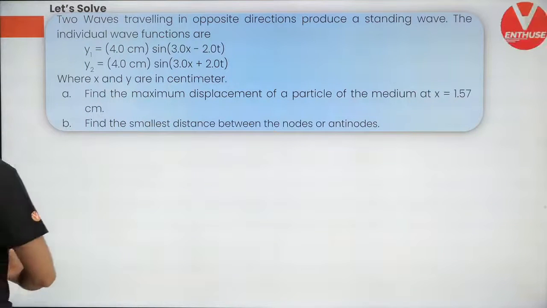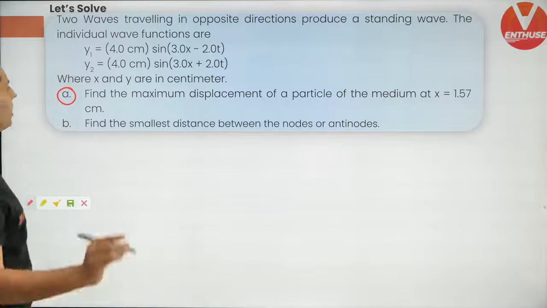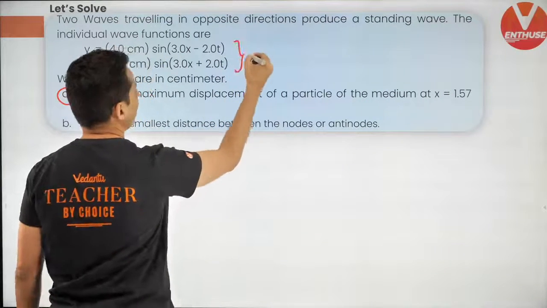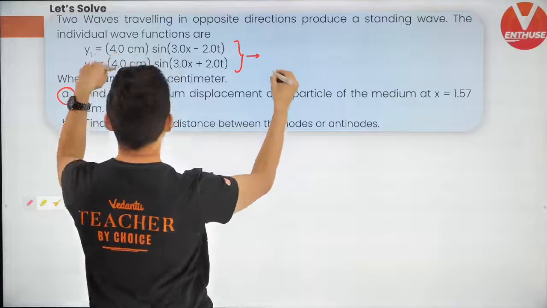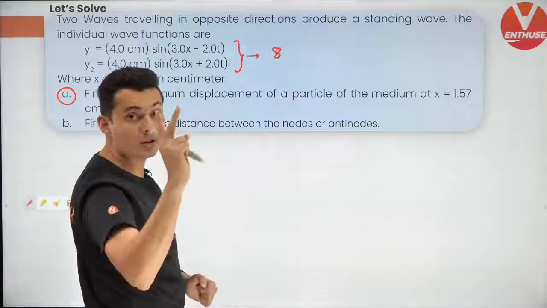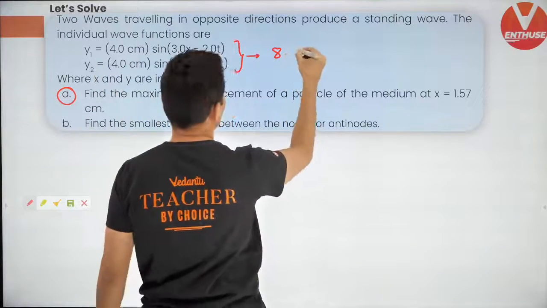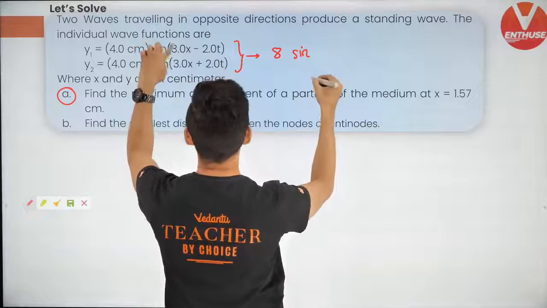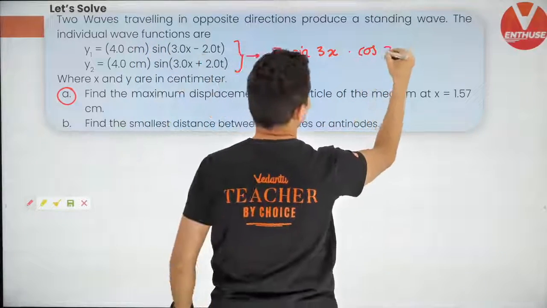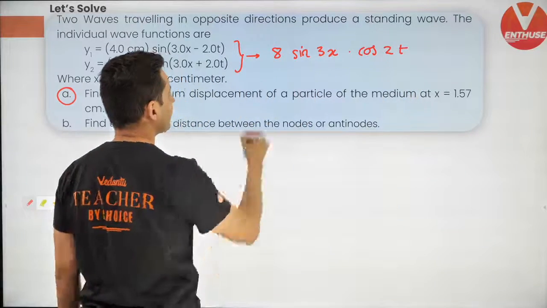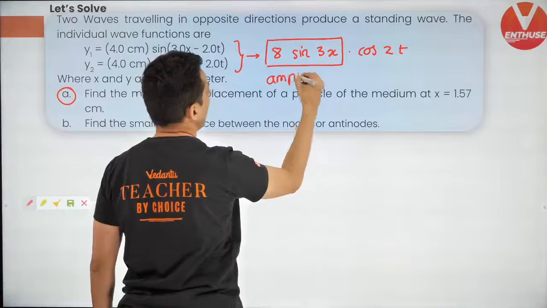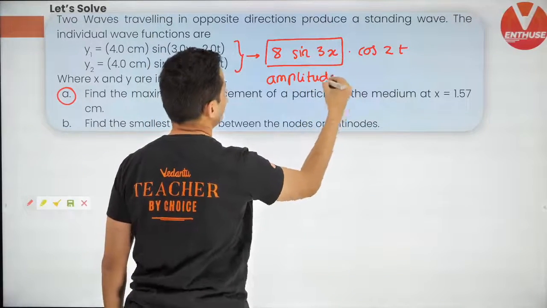Okay, let's start with first A. Now, if you notice, when I add these 2 equations, the resultant equation will be 4 will become 2 into 4, which is 8. 2a, remember what's 2a? 2a, and you will have sine of kx. K over here is 3x into cos 2t. That is the final equation I'm going to get. Out of that, this much part is nothing but your amplitude. Keep this in mind. This is the amplitude.